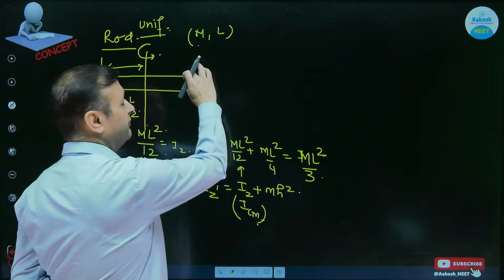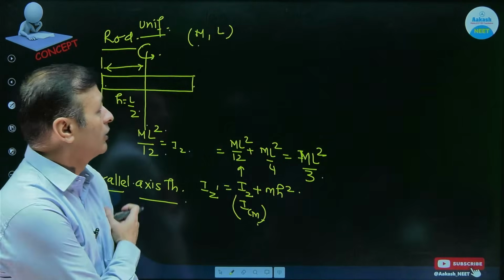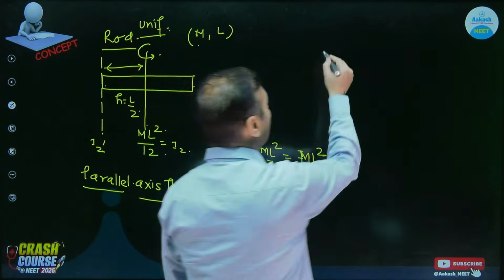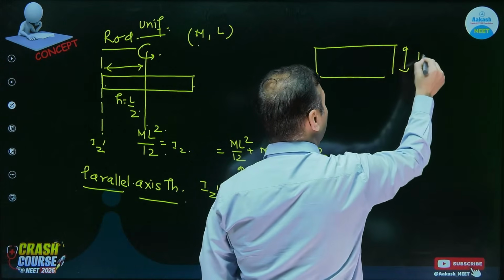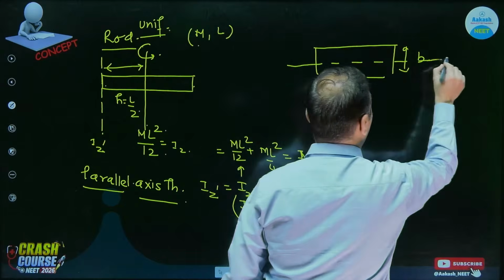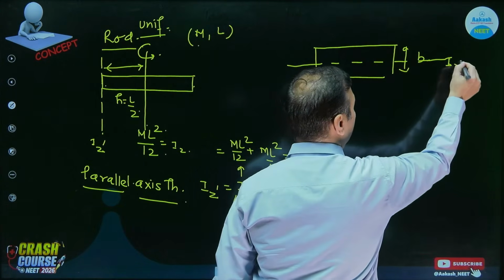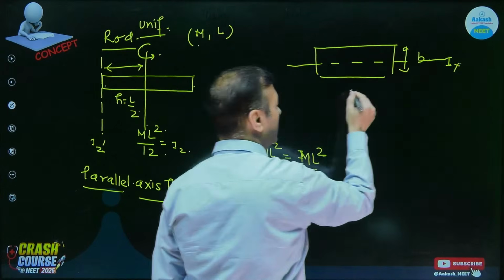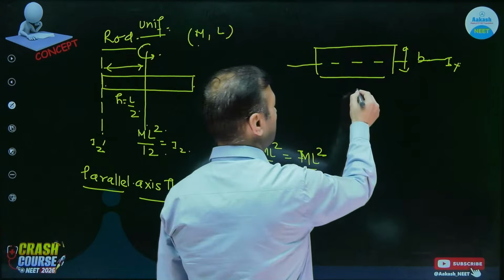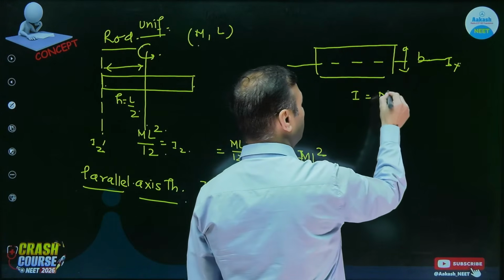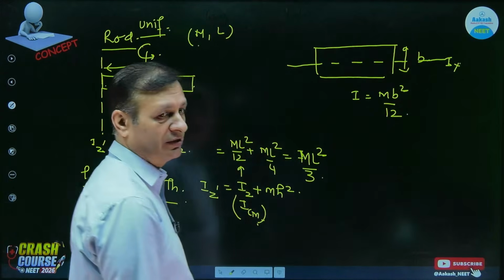So here this breadth or width is assumed to be very small as compared to length. But suppose you have breadth b, and now this is the moment of inertia about this axis, let's call it Ix. So if I call it Ix, then this is mb square by 12. Got it?